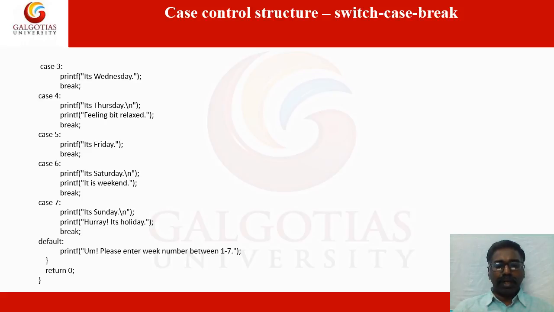Suppose a user accidentally, or for checking purposes, types more than 7, then we are not able to say whether it is Monday, Tuesday, Wednesday, anything. So we need to ask the user to enter the proper number.